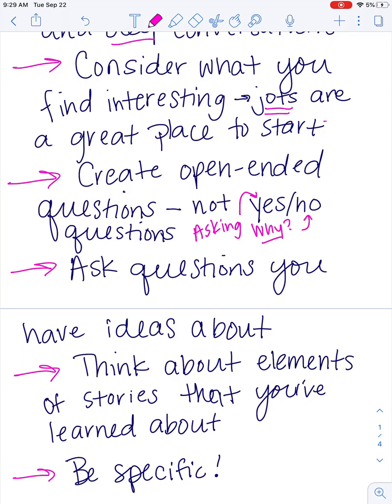And then everyone goes around and gives their answer. That's not going to be super interesting. But if you ask, how does moving from here to here affect the main character? That might get you a more interesting conversation.